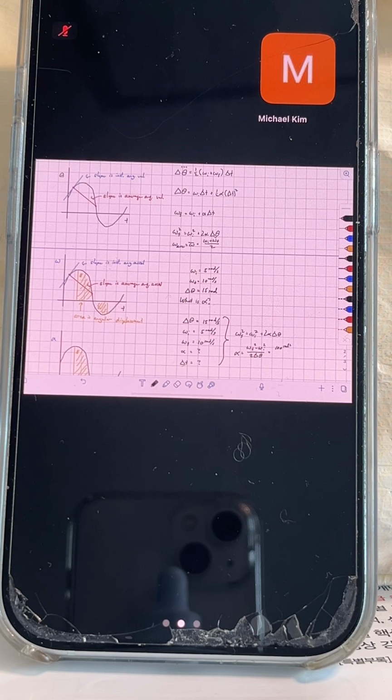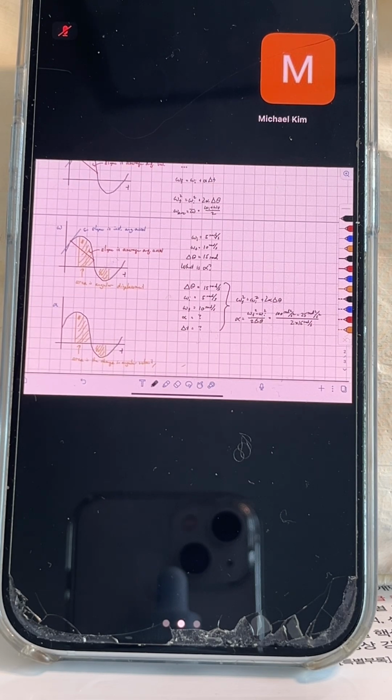So this is going to be 100 radians squared per second squared minus 25 radians squared per second squared, all divided by 2 times 15 radians. All right, so this is what, 75 divided by 15 is 5, 2. So this is going to be, it looks like 2.5 radians per second squared. Okay.